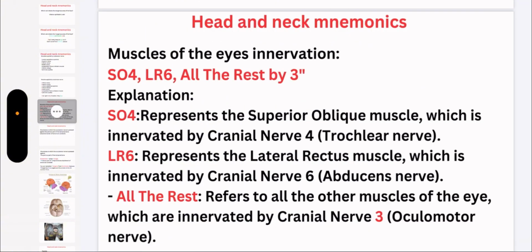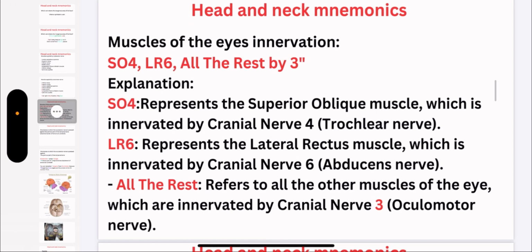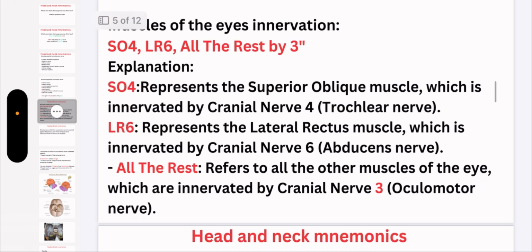Muscles of the eye innervation, you can remember it by remembering this line: SO4, LR6, all the rest is by 3. Explanation: SO4 represents the superior oblique, which is innervated by cranial nerve 4, the trochlear nerve. LR6 represents the lateral rectus muscle, which is innervated by cranial nerve 6, the abducens nerve. All the rest refer to all other muscles of the eye, which are innervated by cranial nerve number 3, the oculomotor nerve.